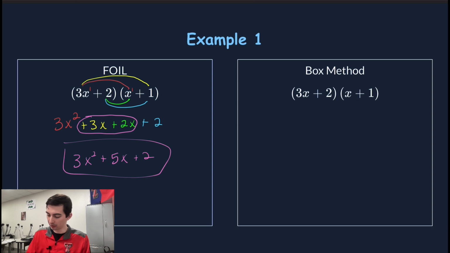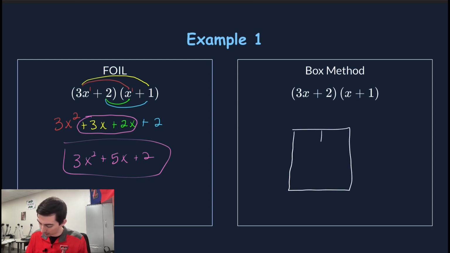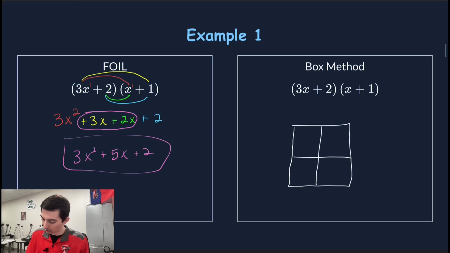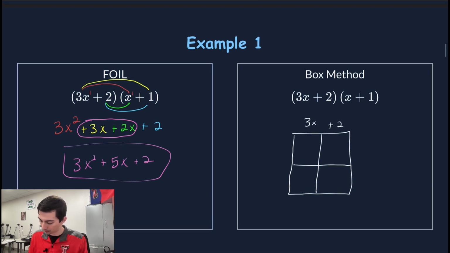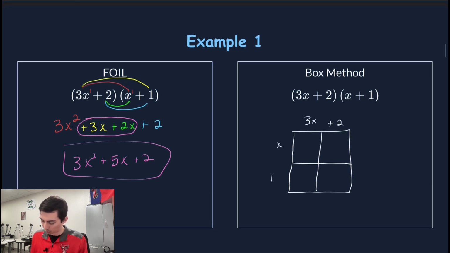Now with the box method, we're going to set it up with a 2 by 2 box, since I've got two terms in each polynomial. So I'm going to take 3x plus 2 and put it on top, and x plus 1 and put it down the side here.